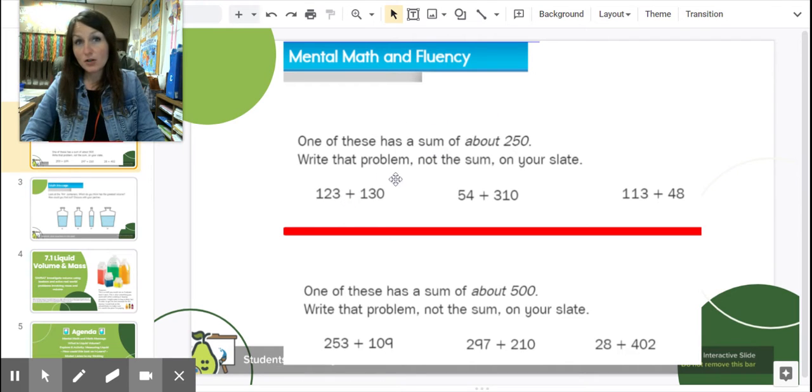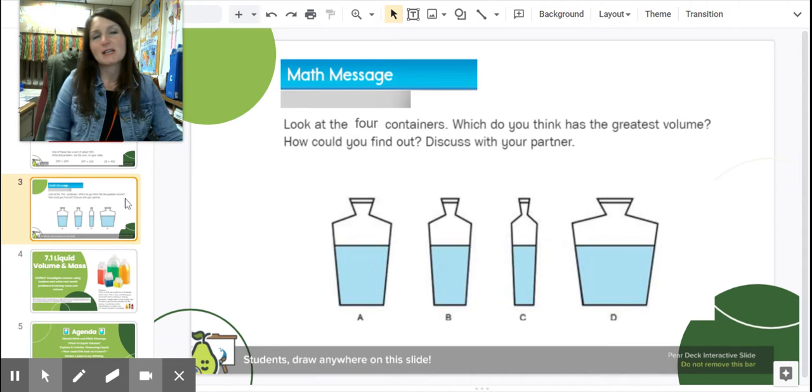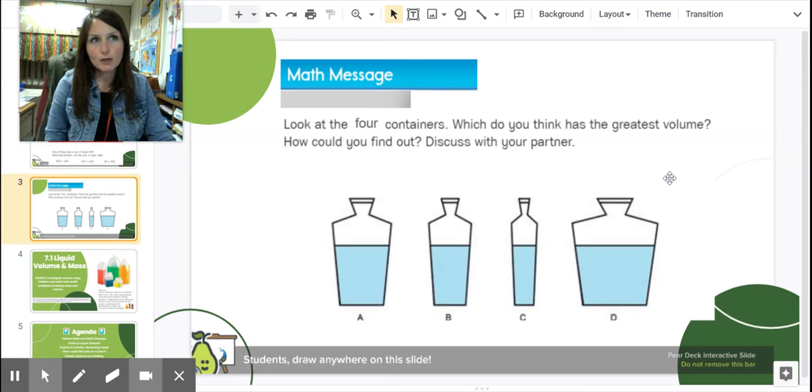So for this one, you're trying to figure out which one of these problems here would give you an answer of about 250. And for this one, which one would give you the sum, or answer, of about 500. Again, try to do this in your brain, not trying to work it out. And then here is our focus, looking at volume.